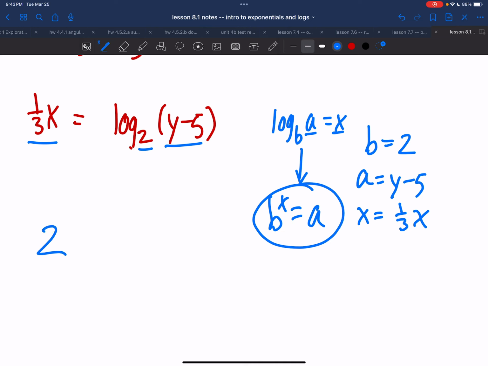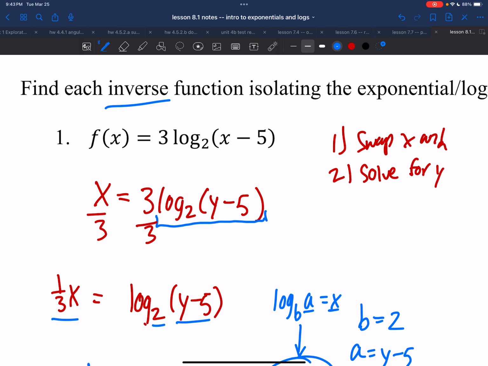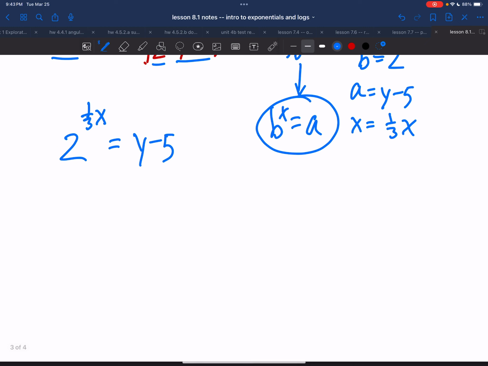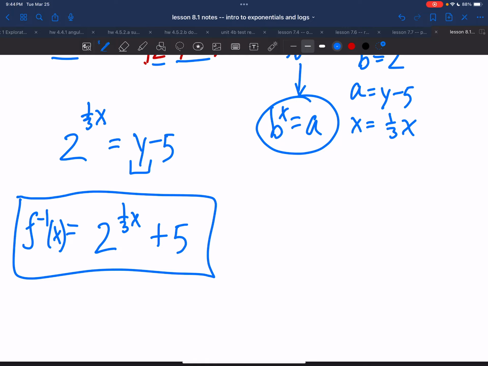The base b is 2. The exponent, x, is 1/3 x. And this is equal to a, which is y minus 5. Now, this question isn't done, because what's our goal? Our goal is to find the inverse function, which means solve for the inverse y, right? This equation is almost done, but not quite. You want to isolate y by adding 5. So then y is 2 to the 1/3 x, add 5 to the other side, yeah? And since we isolated y, this is now the inverse function. f inverse of x is this, yeah?